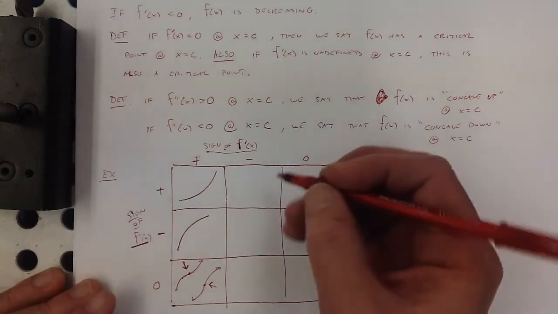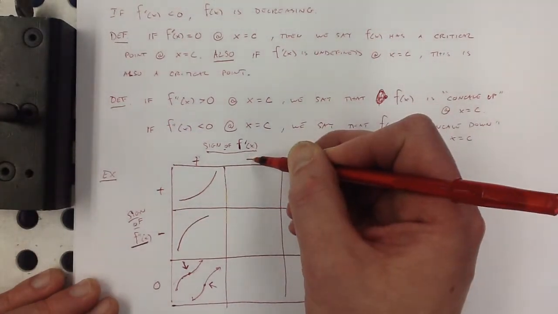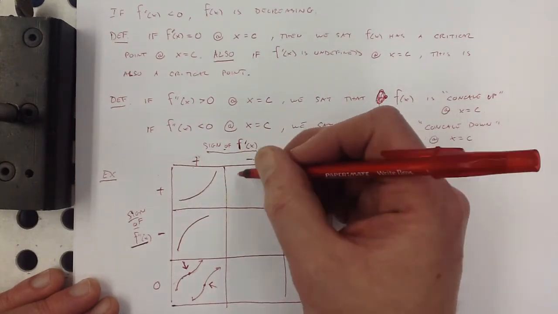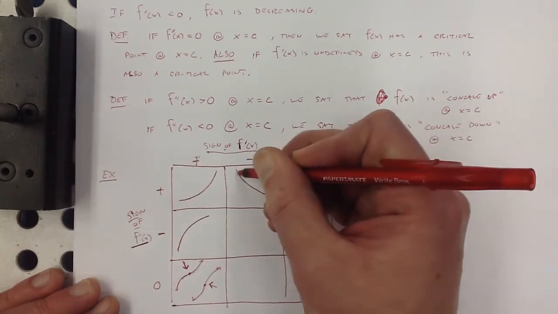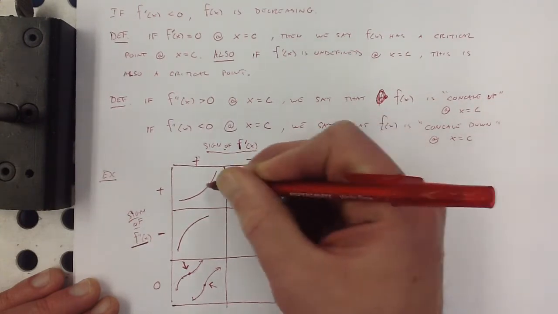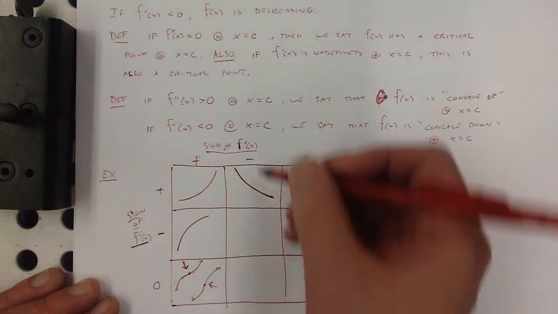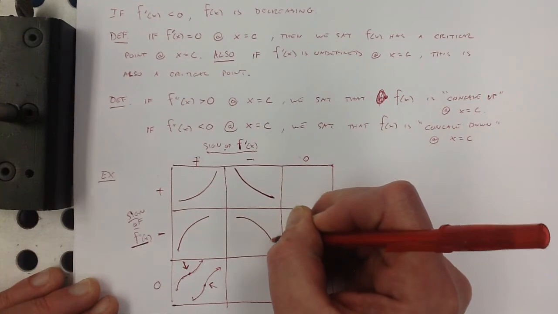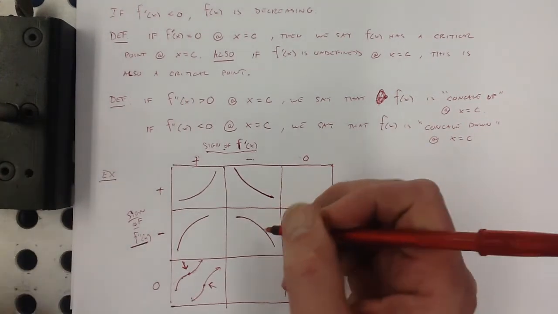Now, here, let's fill in these. So here we have a function that's decreasing, but it's concave up. So it's going down, but it's bending up. So that'd be something like this, right? It's going down, but it's bending up, like a mirror image of this. Here's a function here that's going down, and it's also bending down. So going down and bending down.